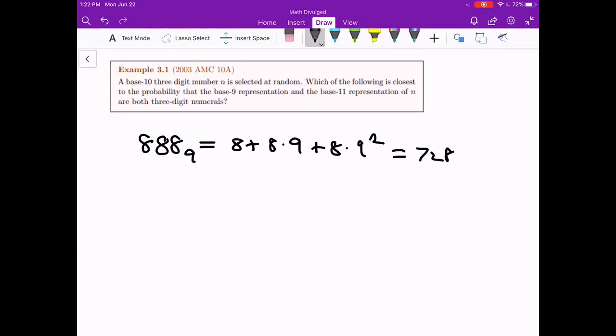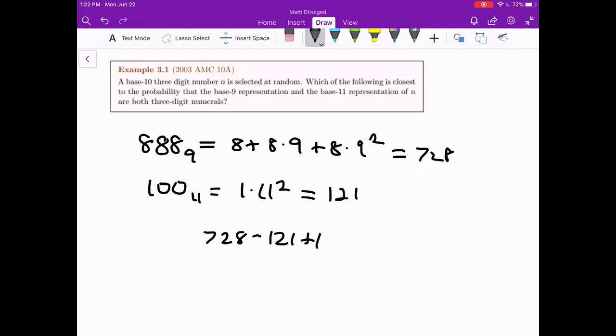Now, in base 11, the smallest number written with 3 digits is simply just 100. And in base 11, this is equal to 1 times 11 squared, which is equal to 121. So every number in between these should satisfy the condition. And the total number of numbers here is 728 minus 121 plus 1. This is 608 numbers. And in total, there's a total of 900 3-digit base 10 numbers. So that's going to be the denominator of our fraction, since this problem is asking for a probability. If we have that, then this is equal to 152 over 225, which is our final answer.